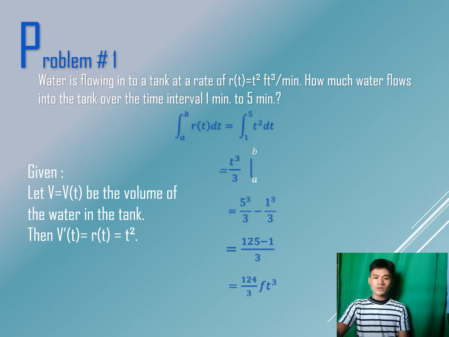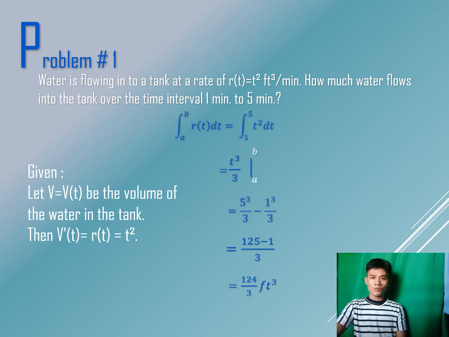Since the limits are 1 to 5, we just substitute them to the variable t. So 5 cubed over 3 minus 1 cubed over 3, and then we combine since they have the same denominator. Simplify: 5 cubed is 125, 1 cubed is 1, all over 3, then subtract 125 minus 1, so we came up with 124 over 3 cubic feet.